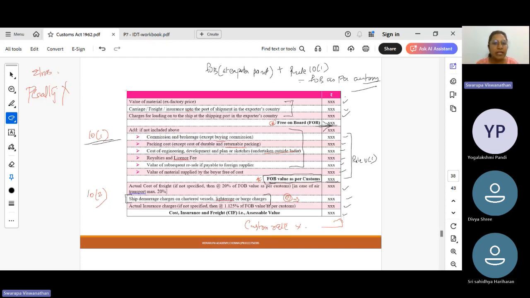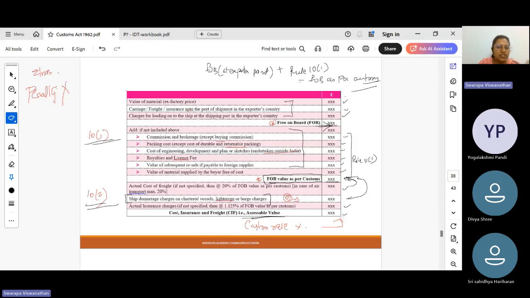Now to this FOB value, we need to add freight and insurance. That is as per rule 10(2), freight and insurance: 20% of the FOB value as per customs and 1.125% of the FOB value as per customs. Once we add that, we get the assessable value.